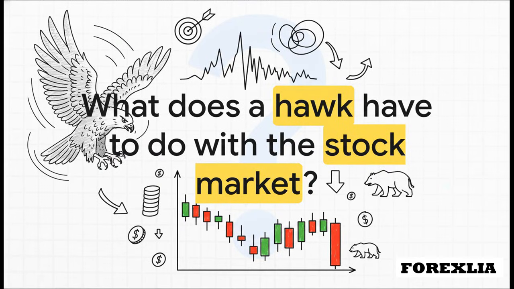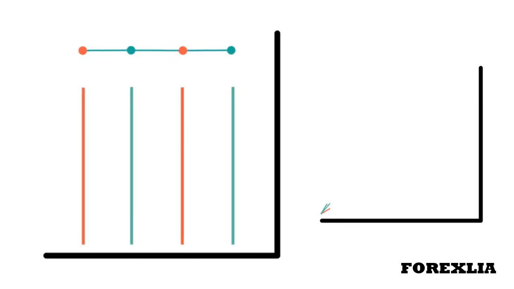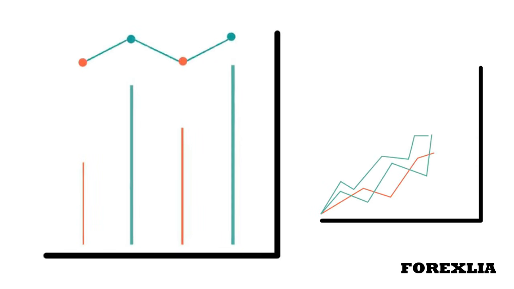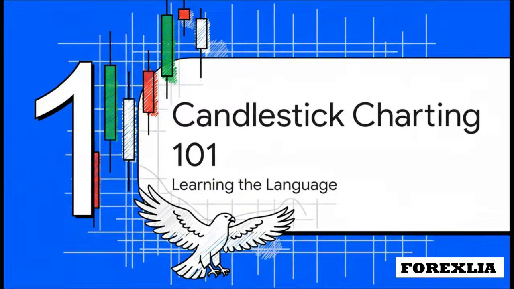And you're probably wondering, what does a hawk have to do with any of this? Just picture it: a hawk circling high above, getting ready to dive. That's kind of what this pattern hints at, a potential dive after a really strong climb. But to really get it, first we've got to learn to speak the language of the chart. And that language is all about candlestick charting.